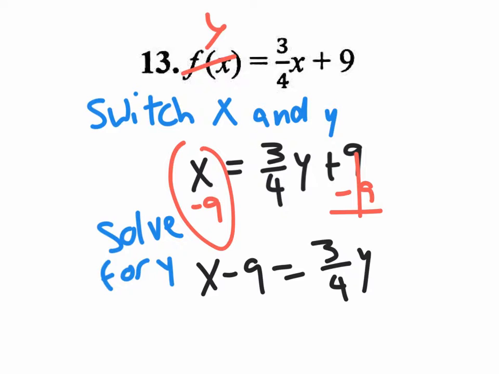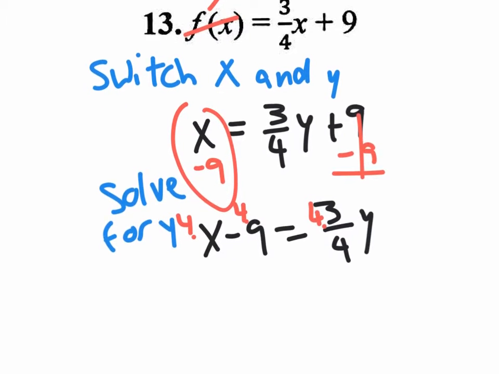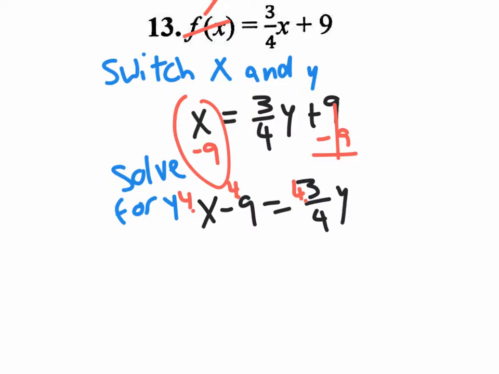I still need to get y by itself. I could get rid of the 3/4 by multiplying by the reciprocal 4/3, or you could do one thing at a time. Multiply by 4, multiply by 4, multiply by 4, and you're going to have a new equation. And the new equation says 4x minus 36 equals, the 4's cancel, you get a 3y.